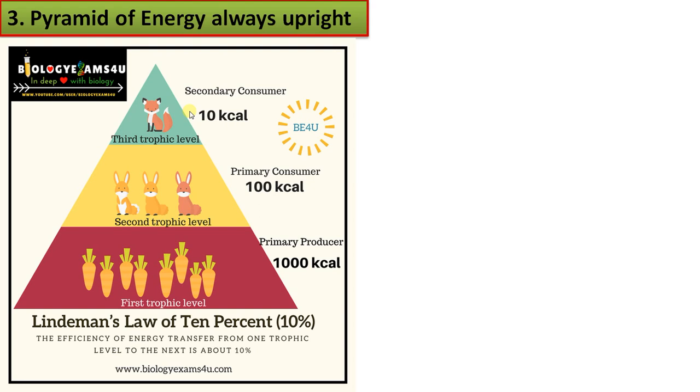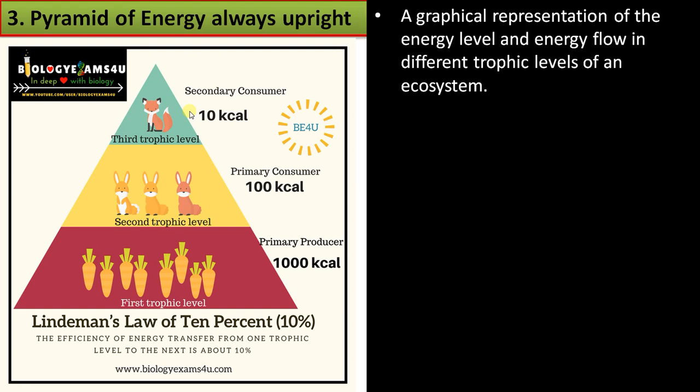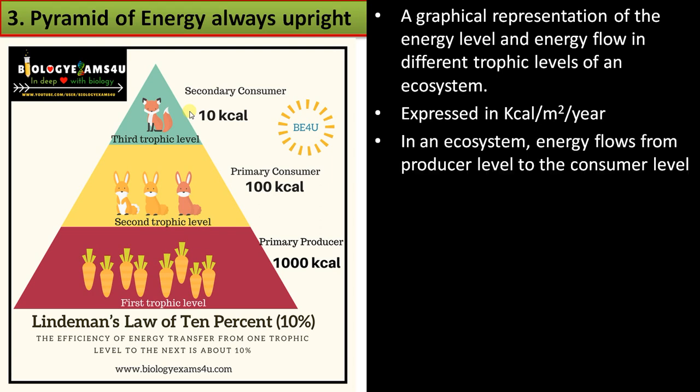The third type of pyramid is the pyramid of energy, and that is always upright. Pyramid of energy is a graphical representation of the energy level and energy flow in different trophic levels of an ecosystem. It is expressed in kilocalorie per meter squared per year. In an ecosystem, energy flows from the producer level to the consumer level. The energy from sunlight is fixed at the producer level by green plants. Then that is passed on to the herbivores, the second trophic level, then moved on to carnivores, the third trophic level.